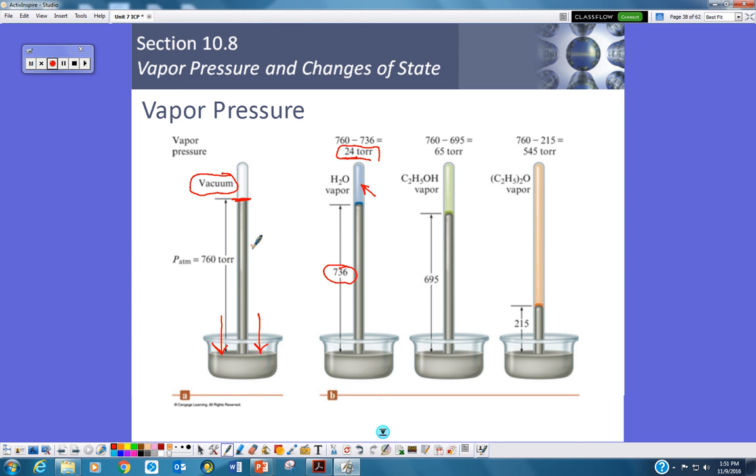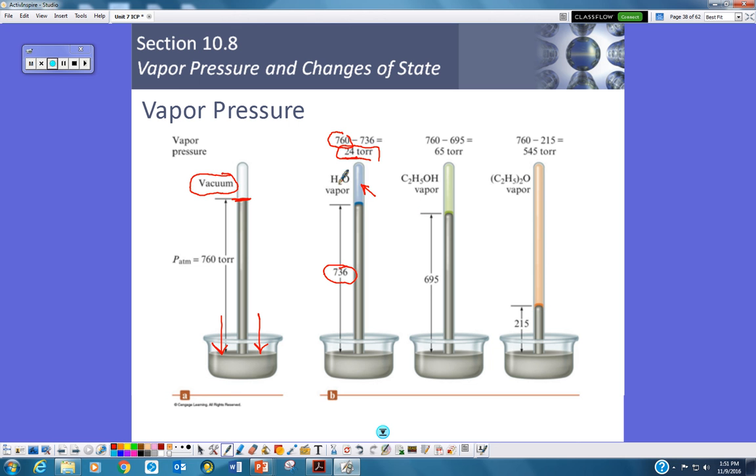Yes? So the 545 torr, that's its max? That's at standard pressure. So if we brought this below sea level, this column is going to go a little bit higher. But then this number would be different. Our starting number would be different.